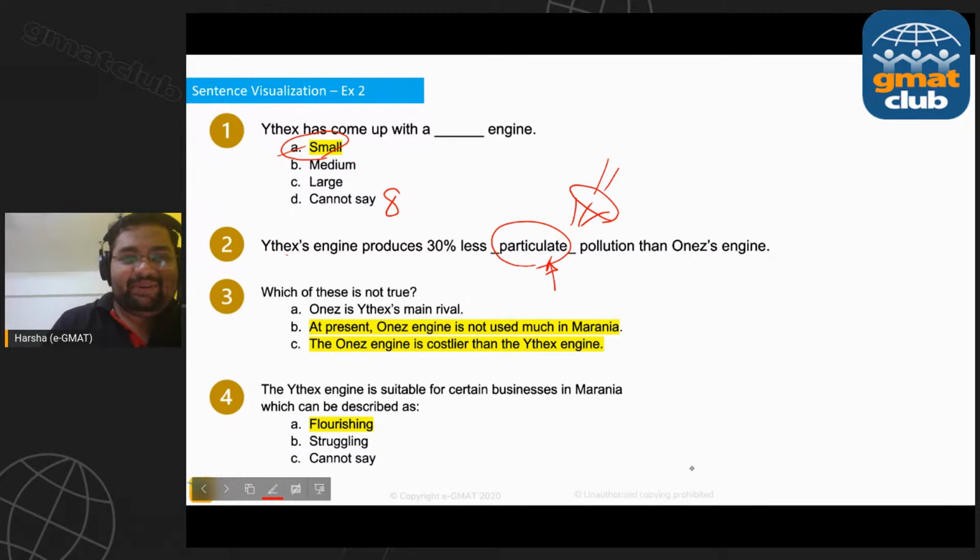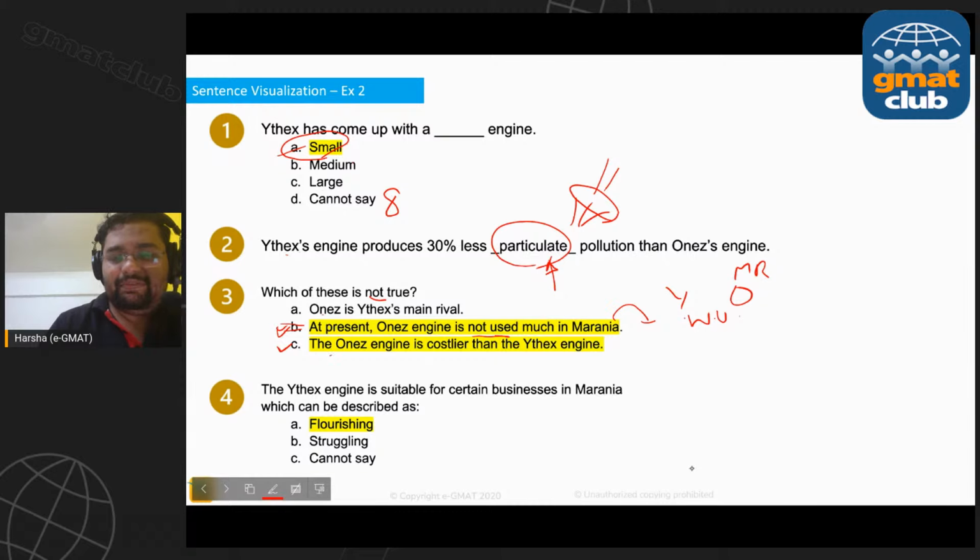Now, which of these is not true? And for this, you are right. You could have chosen both these answer choices, and both of these are correct. Which of these is not true? Once's is Vitex's main rival. We already know that. That was given to us. We visualized that, right? At present, Once's engine is not used much in Marania. This is the exact opposite of given. We have been told that Once's engine is currently widely used in Marania. So this is the exact opposite of what is true.